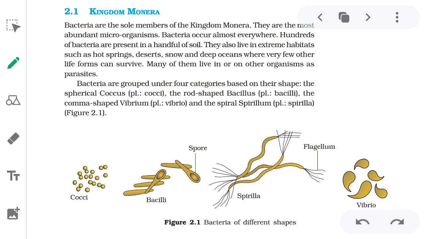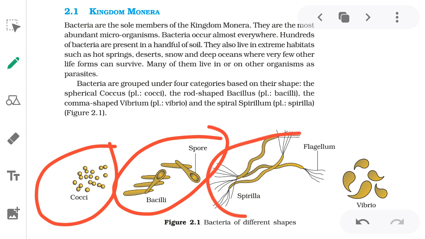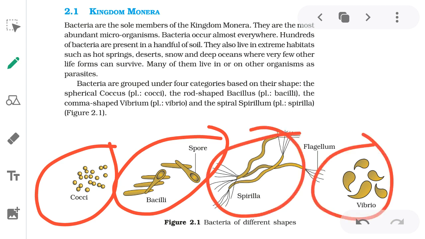And we have divided bacteria because we are talking about the Monera, because bacteria are the sole member of the kingdom. So we have divided the bacteria into 4 categories on the basis of shape. Those are cocci, bacilli, spirilla, and vibrio.